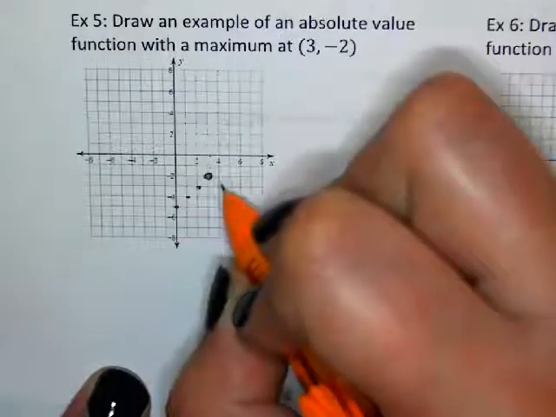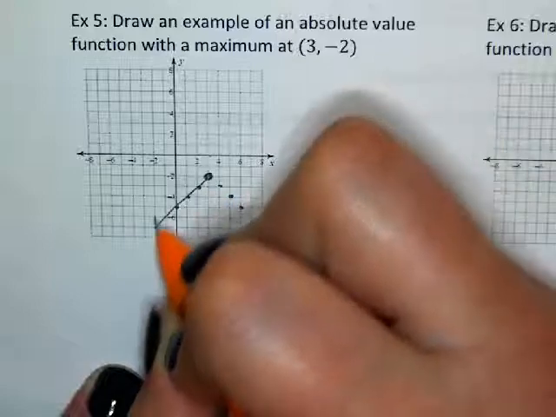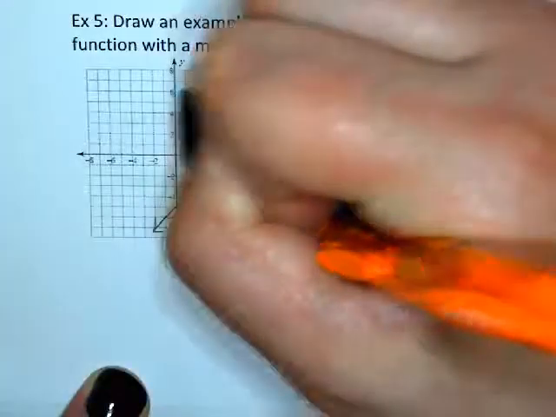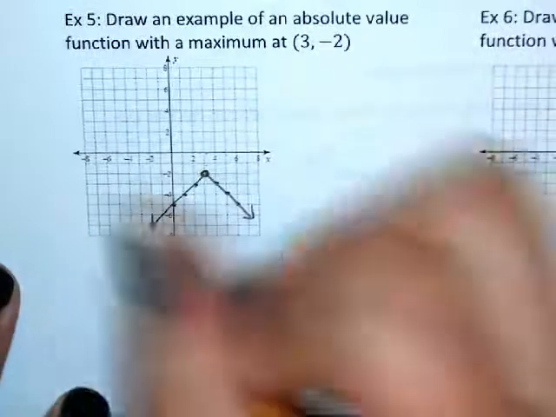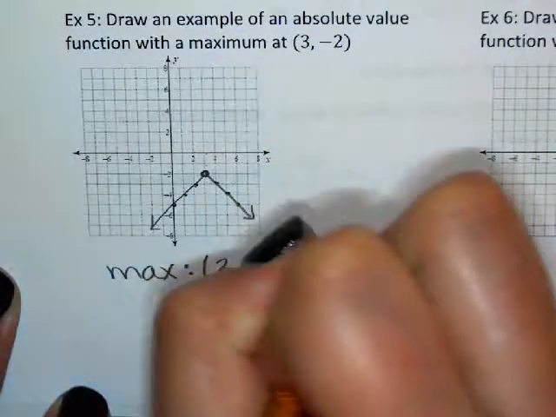Now, these graphs don't have a maximum and a minimum at the same time. They only have one or the other. So for this one, I would say that the maximum was (3, -2). I would say that the minimum was none.